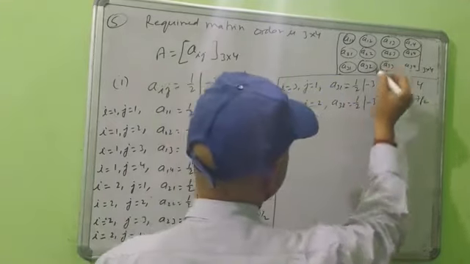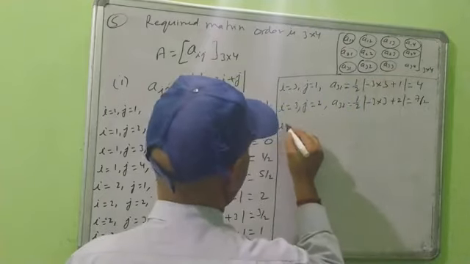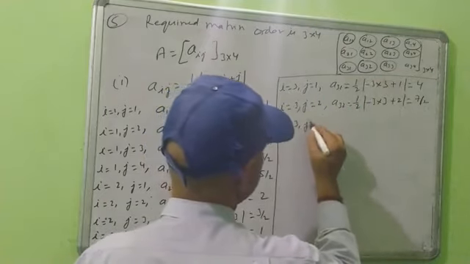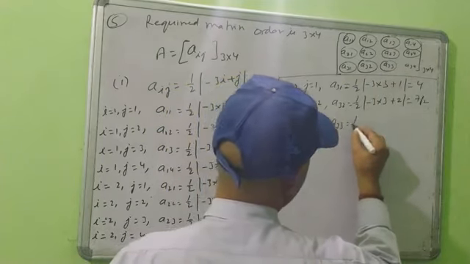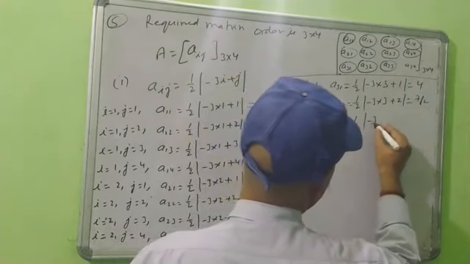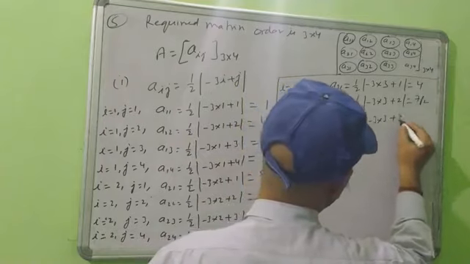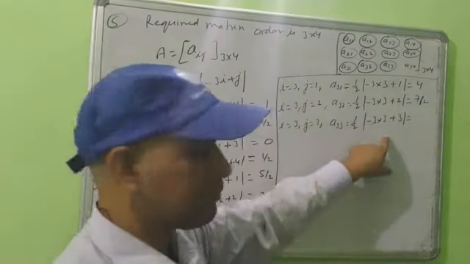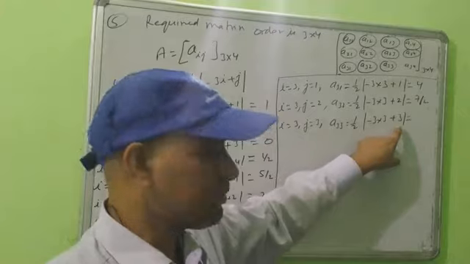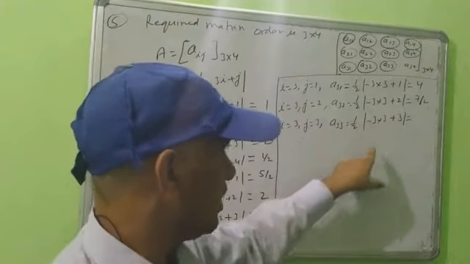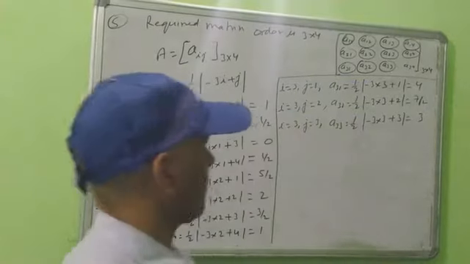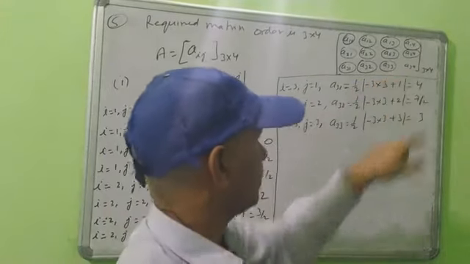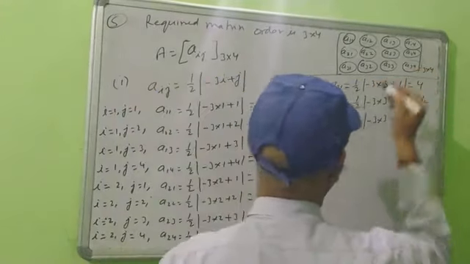Next, the second last one, i equal to 3 and j equal to 3 here. What do we get here? a33. So 1 upon 2, mod, minus 3 into 3 plus 3. 3 threes are 9, plus 3. So minus 9 plus 3 is minus 6. Plus 6 by 2, the answer is 3.